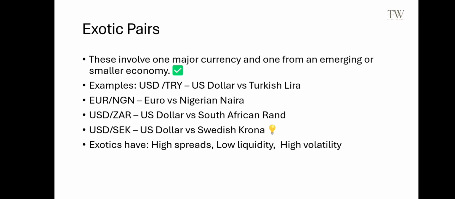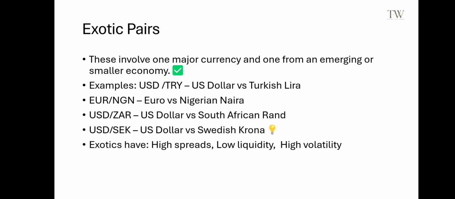For example, we have the USD TRY, that is the US dollar and the Turkish Lira. We have the Euro versus the Nigerian Naira. We have the USD South African Rand. We have the USD Swedish Krona. Now, the major takeaway for these exotic pairs is that they have high spreads, they have low liquidity, and they have high volatility.